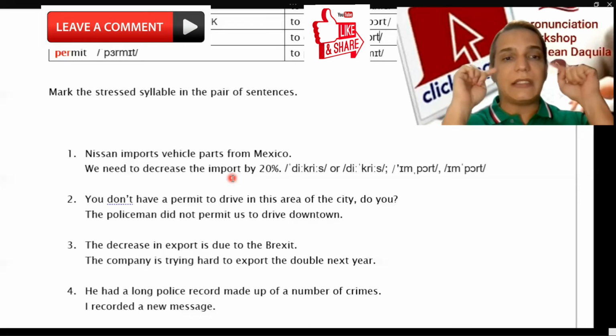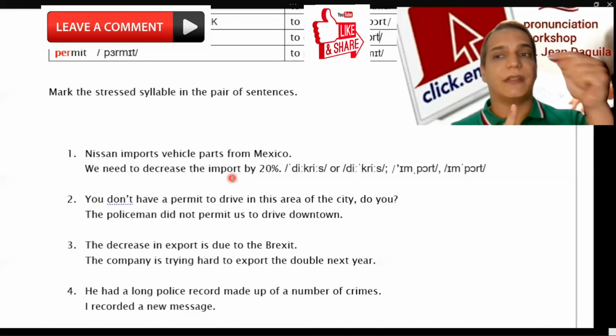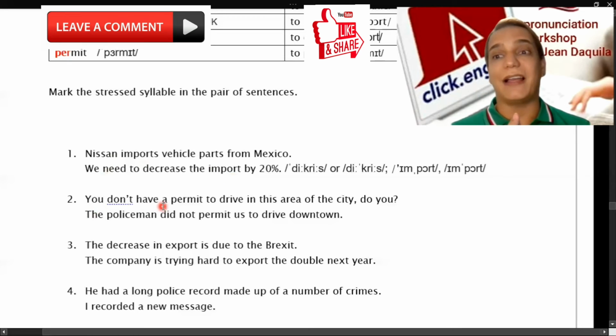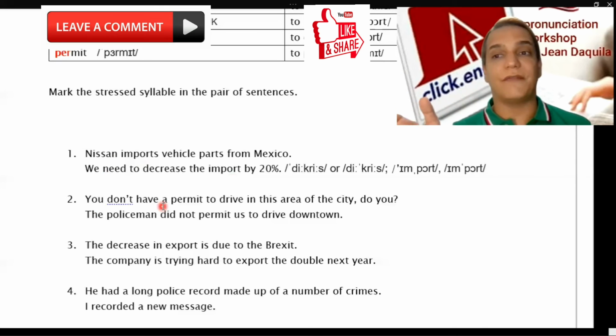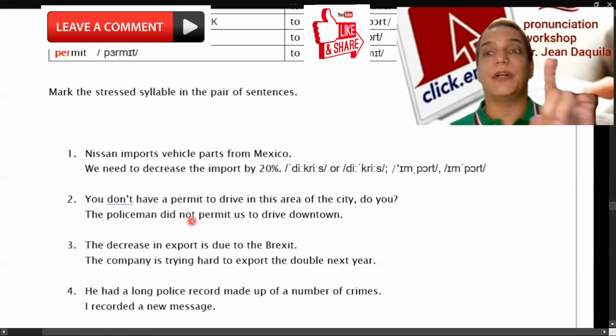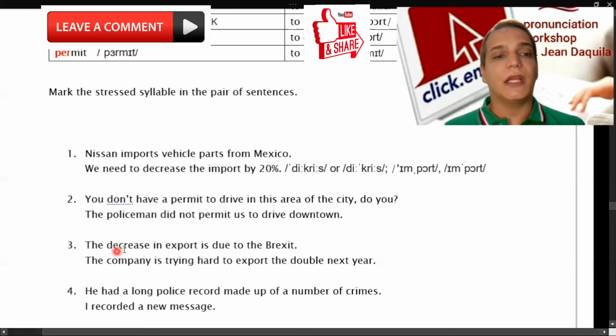So think, in this sentence, is it a verb or a noun? If it's a verb, it's going to be the second syllable. If it's a noun, it's the first syllable. If I have a, or if I have the, this is always followed by a noun. So here it's a noun. The policeman didn't go, didn't see, didn't permit. I need a verb after didn't. Here, the. If I have the, I need a noun.